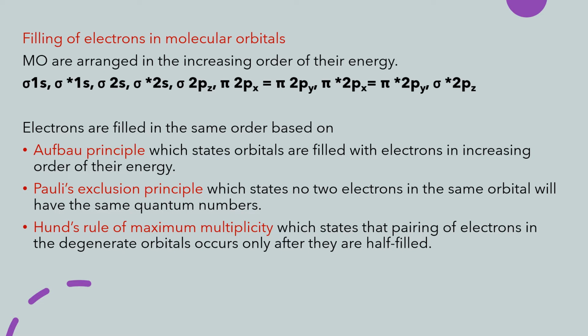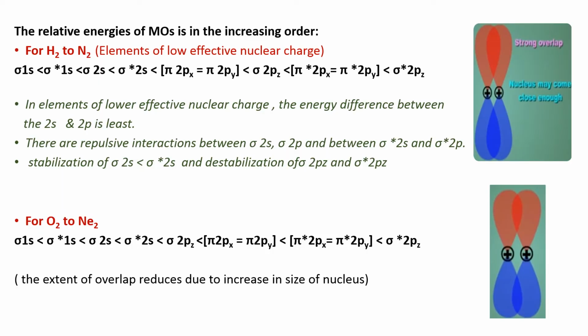Pauli's exclusion principle states that no two electrons in the same atom will have all the same set of quantum numbers. Hund's rule of maximum multiplicity states that pairing of electrons in the degenerate orbitals occurs only after they are half filled. The relative energies of molecular orbitals in increasing order have been found to be as follows.